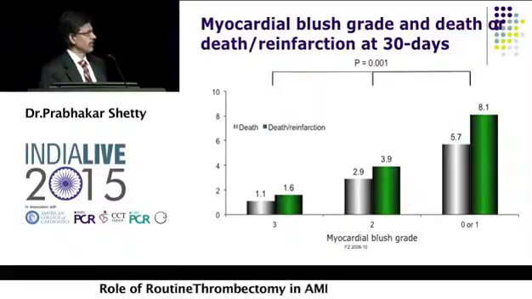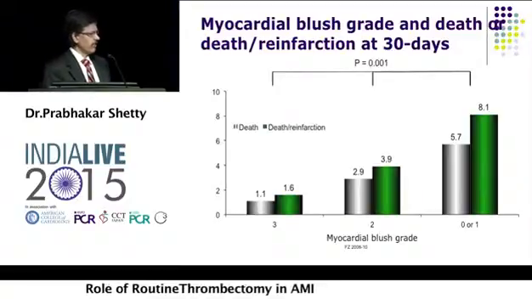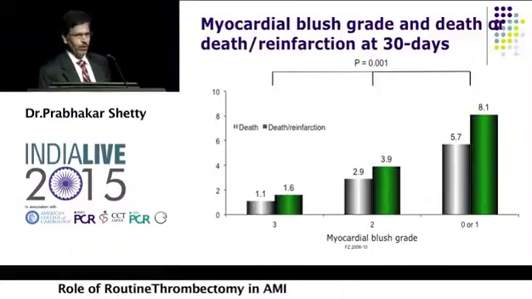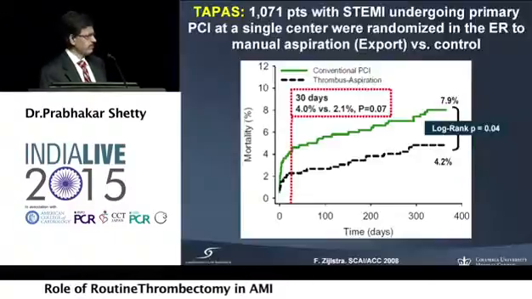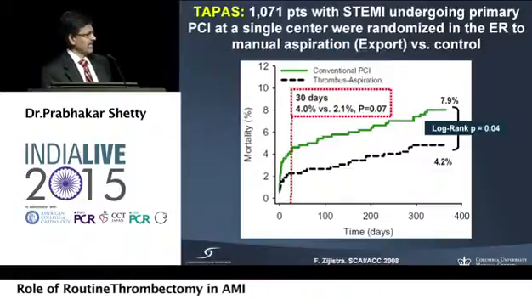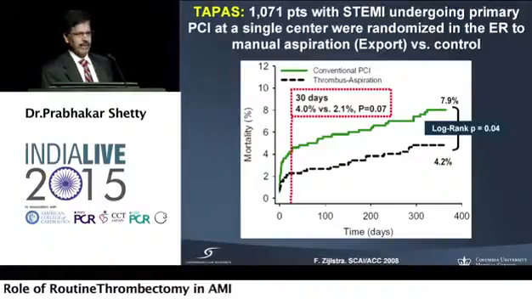And this translated into death and reinfarction at 30 days. Again, myocardial blush grade 3 had very low mortality and events. And although the difference was not statistically significant at 30 days, at 1 year it became significant. There was a significant reduction in mortality.